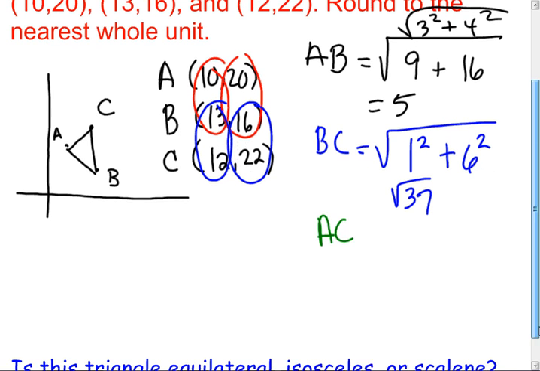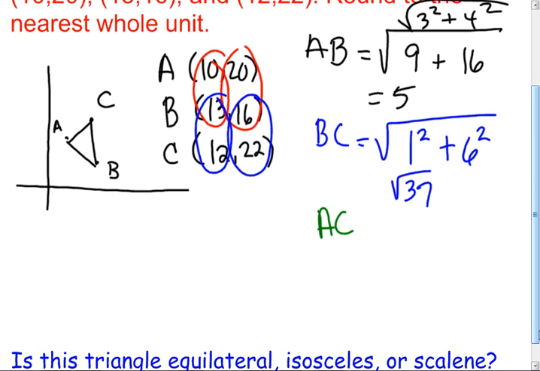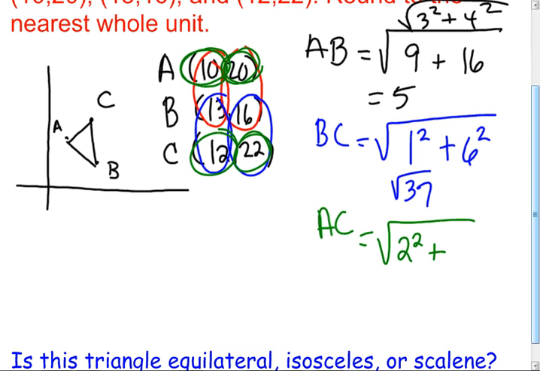And you know what? I don't care if you use a calculator or not. I probably won't. Now, AC means I've got to go from this one to this one. How far apart is that? So it's 2 squared plus, and this is 20 and 22. Oh, it's 2, right?